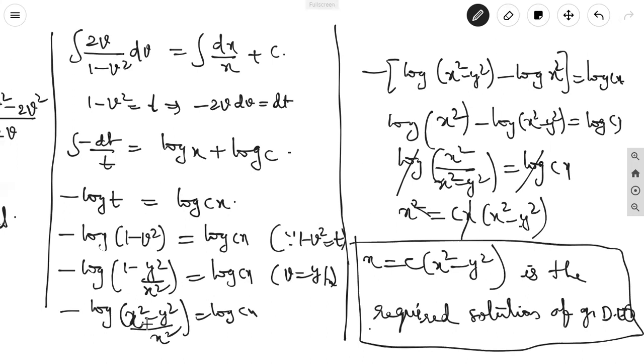Here I corrected from this. It can be written as log of x square by x square minus y square equal to log cx. Then immediately log gets cancelled, x square. Directly we get this step. Okay, this is the solution.